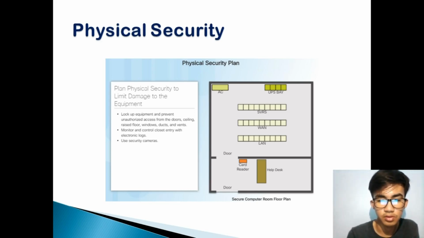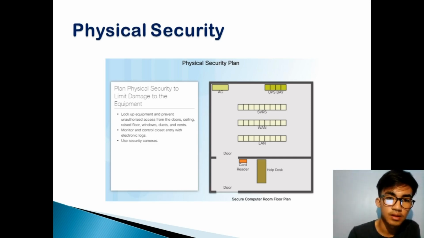So secure the computer room with a floor plan. So this is for your security. So you can use this.